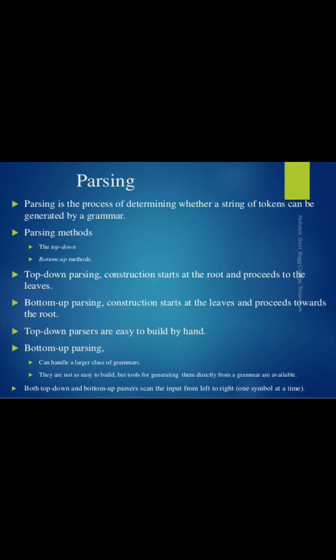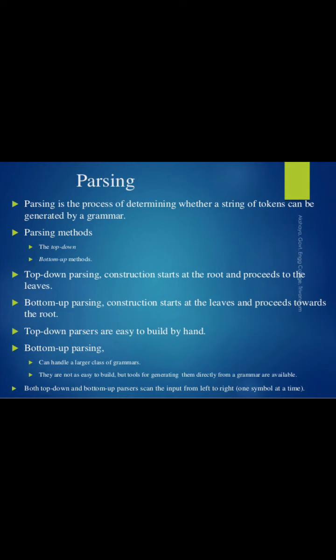Top down parsing is a technique which starts the parsing from the top node, or root node, or parent node, and construction proceeds up to the leaf node. In bottom up parsing, it is exactly the opposite. Here we start the construction of the parse tree from the leaf node to the root node. We already discussed these top down and bottom up parsing methods in unit 3.